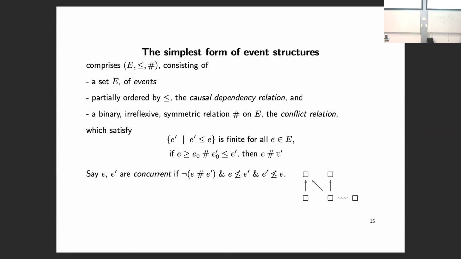So we see, for example, that this event is concurrent with this one. Those two events. We also see that this event causally depends on this one, which is in conflict with this one here. So if this event occurs, then this event on which this one causally depends cannot occur. So this can't occur either. So these two events are in conflict.